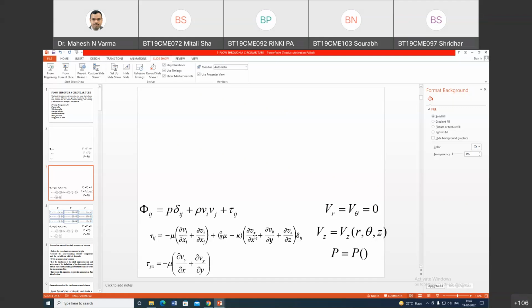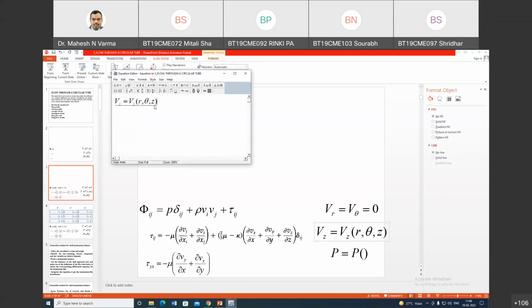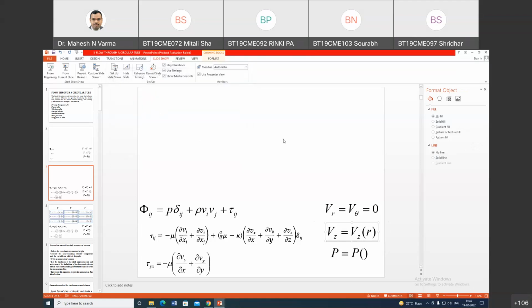Using the continuity equation: dVr/dr plus dVθ/dθ plus dVz/dz equals 0. Vr equals 0, Vθ equals 0, hence dVz/dz equals 0. Hence Vz is a function of r only. Vz is a function of r only. Everybody's got this point.